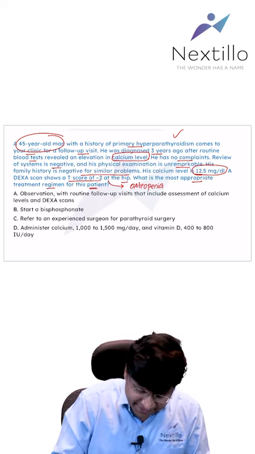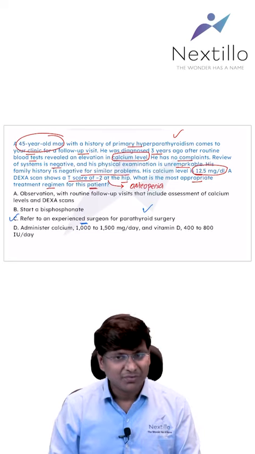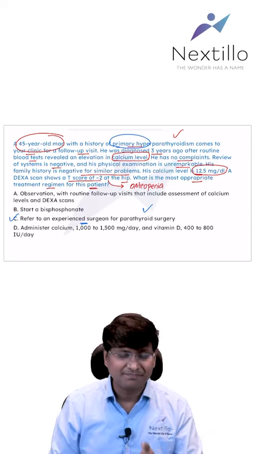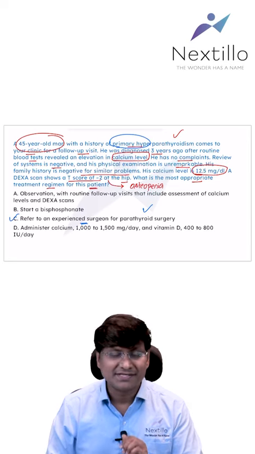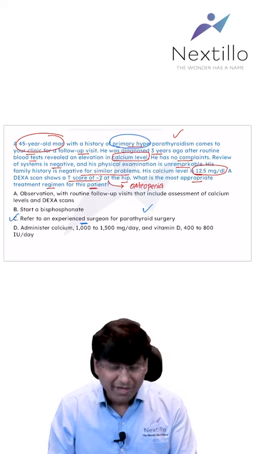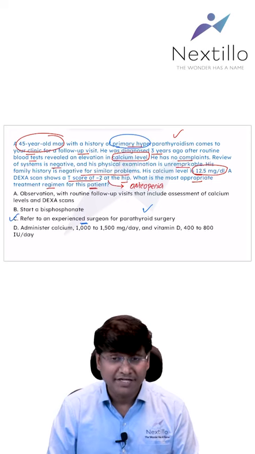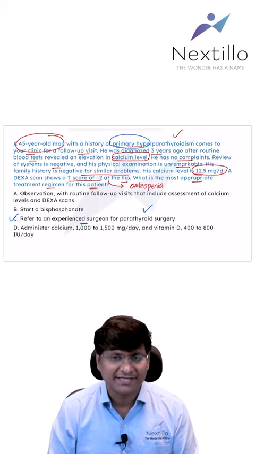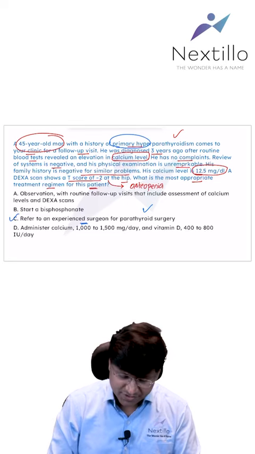The correct answer is refer to an experienced surgeon for parathyroid surgery. Why? Because this is a clinical diagnosis of primary hyperparathyroidism. What is the treatment of choice in patients with primary hyperparathyroidism? That is the surgical resection of the tumor. Now, first of all, you also need to know what exactly is the indication for surgical resection in these patients. Let me tell you the list of indications when you have to do surgical resection of the parathyroid gland in hyperparathyroidism. I'll give you the list, but let me just sort out the other options also.